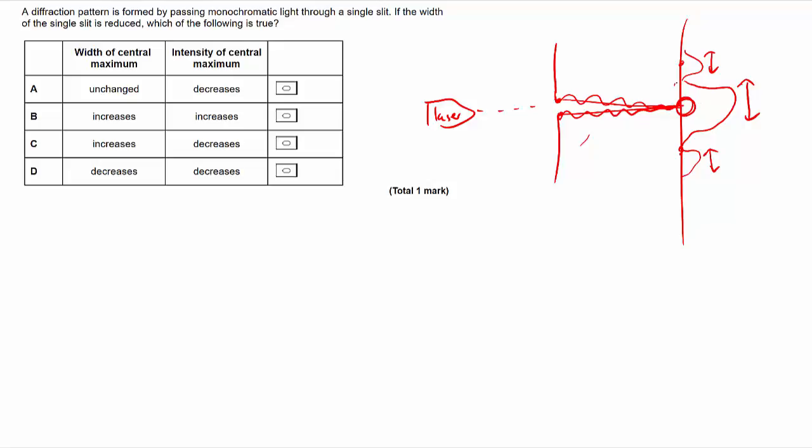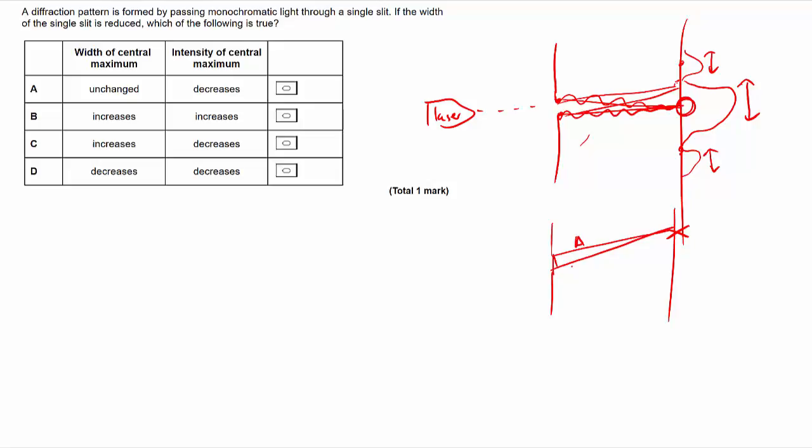Now, if you go further out, say to here, where you've got this dark spot, draw it again down here because it's getting a bit messy. So if you were to go out to where there's a dark spot, that means that there's a difference in path.